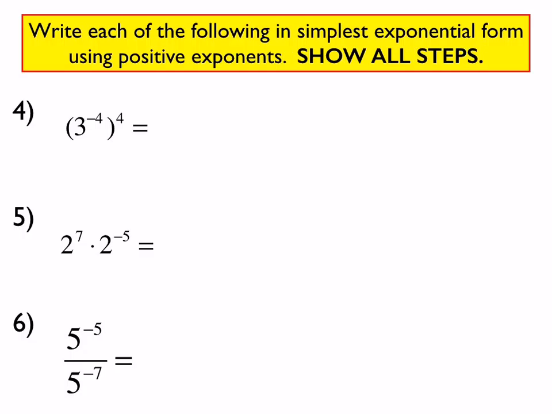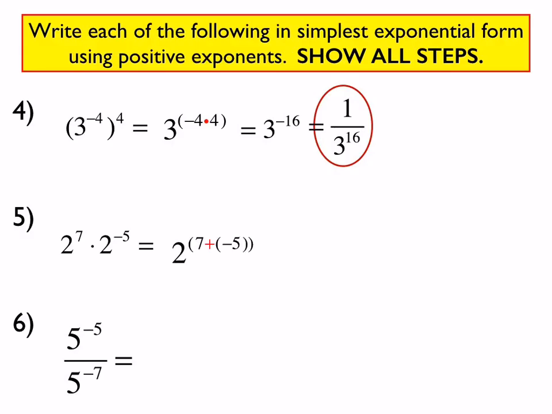Number 4, when we have a power to a power, we multiply exponents. Negative 4 times 4, and once again, I need to see that step right there. That leads us to 3 to the negative 16th power, which is 1 over 3 to the 16th. Number 5, add exponents because we have like bases in a multiplication problem. I need to see that step, and that leads us to 2 to the 2nd power.